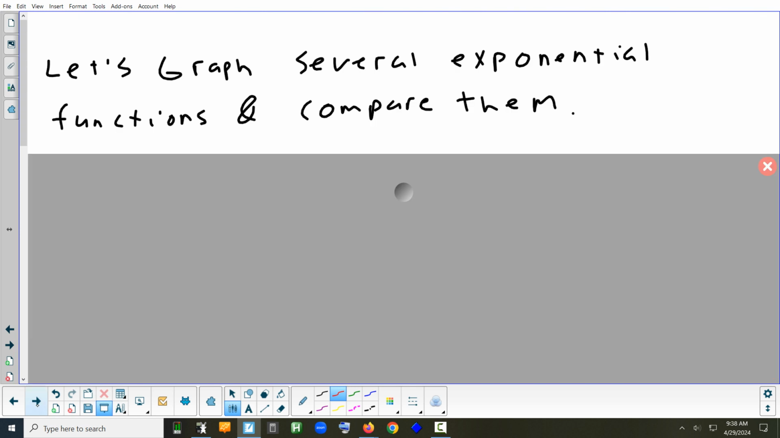Okay, so the last thing is comparing. So we compare exponential functions. There's a certain phrase I'm going to want you to use. So I'm going to teach you how to say it and kind of what I'm looking for.